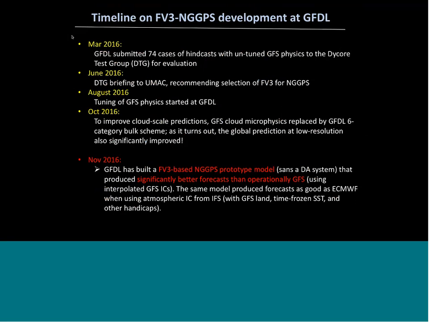So that's what happened. Earlier this year, we submitted the forecast data for the evaluation, and the other side also had to, because it was down to only two models, submit the data set for evaluation. By June, the DTG, which is the Dynamical Core Test Group, made the recommendation to the UMAC committee for the selection of FV3 for NGGPS. So the rule before that was that each group should not tune the model. You had to use it as is.